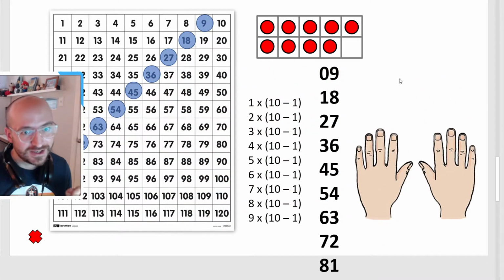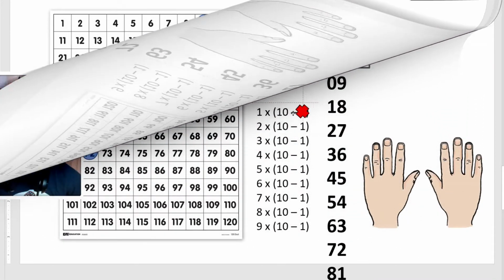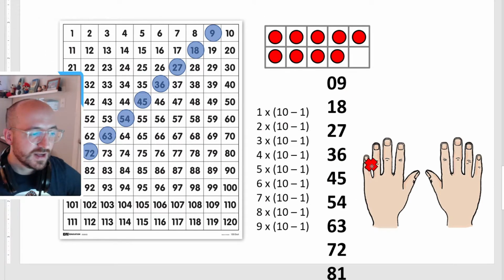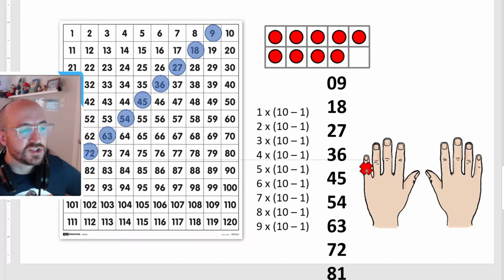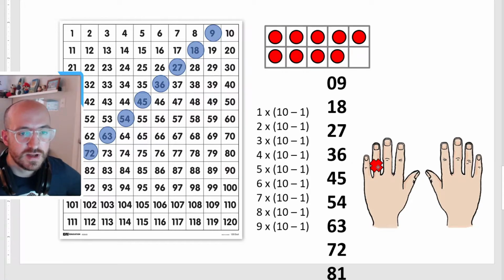Okay, now we can look at it with our fingers. So if I'm doing 1 times 9, I would put my first pinky down, and it would show me the answer is remaining 9 ones. What if I had 2 times 9? Put my second finger down, and then I have 1 ten and 8 ones. 2 tens, 7 ones. What's next? 3 tens and 6 ones.